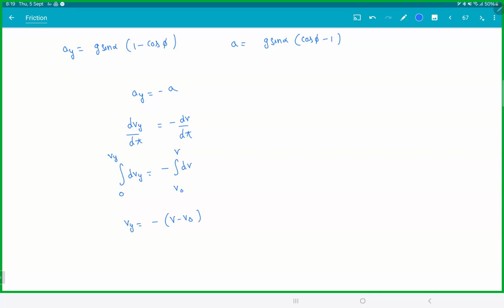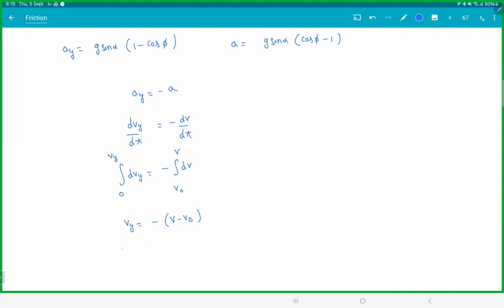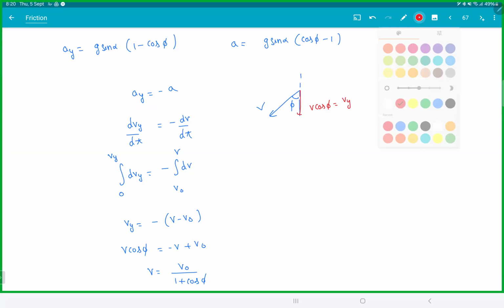Getting it? And we also know that vy is nothing but v cos phi. So bring v to one side. This will be v equals v naught by 1 plus cos phi. Isn't it? When the velocity is this way, v, and this angle is phi, this component is v cos phi, which is nothing but vy. This is the velocity as a function of angle.